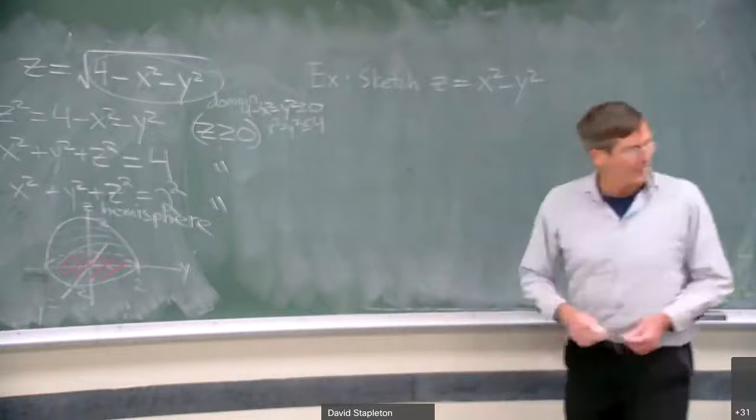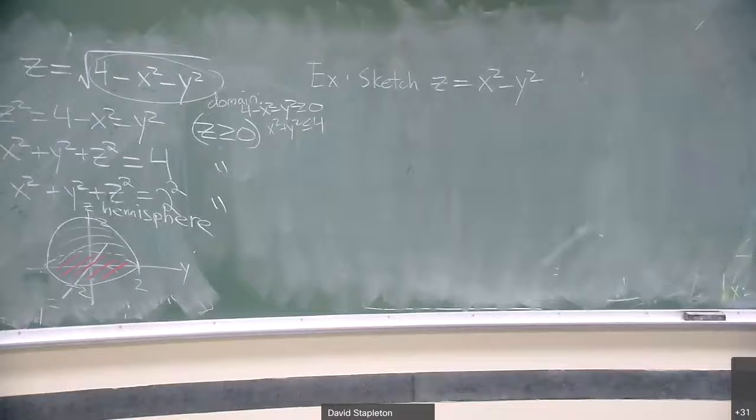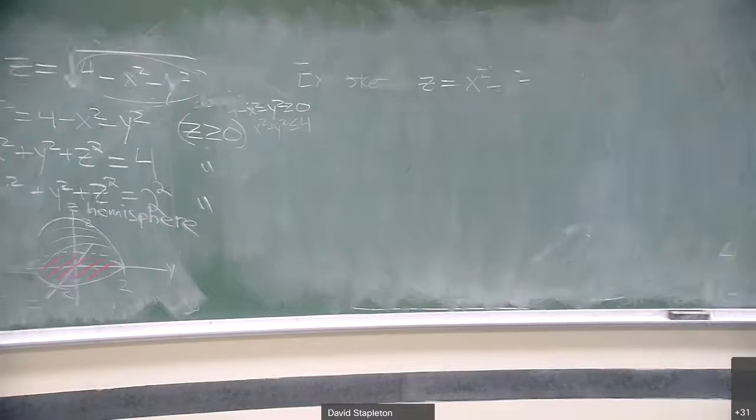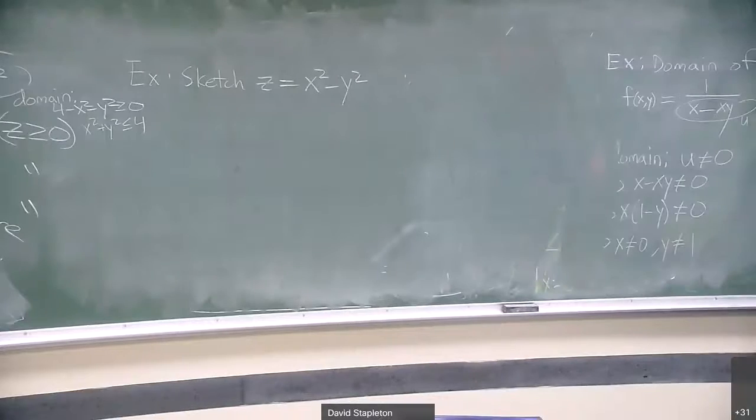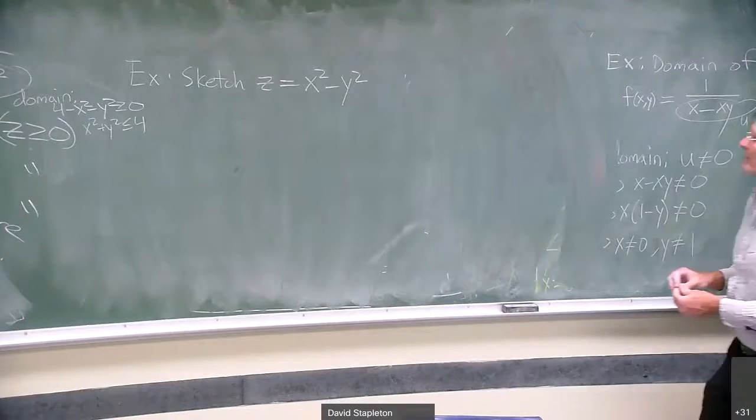All right. Now let's sketch this other one. This one has no even roots or divisions by 0. So I'm going to sketch it for all x and y. What is it though?